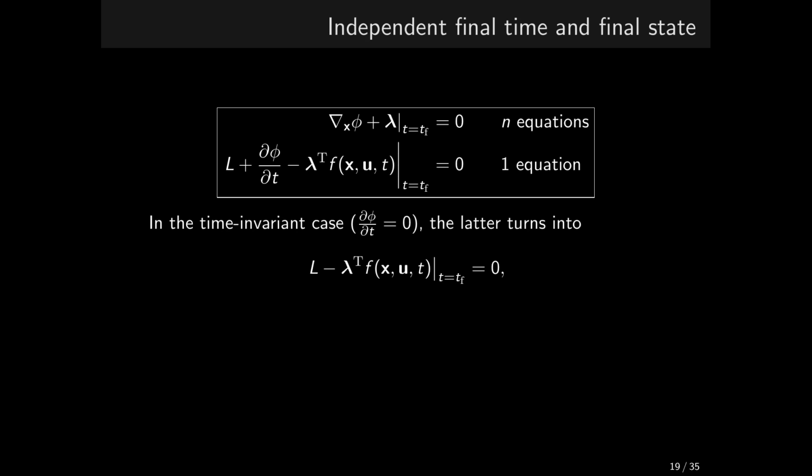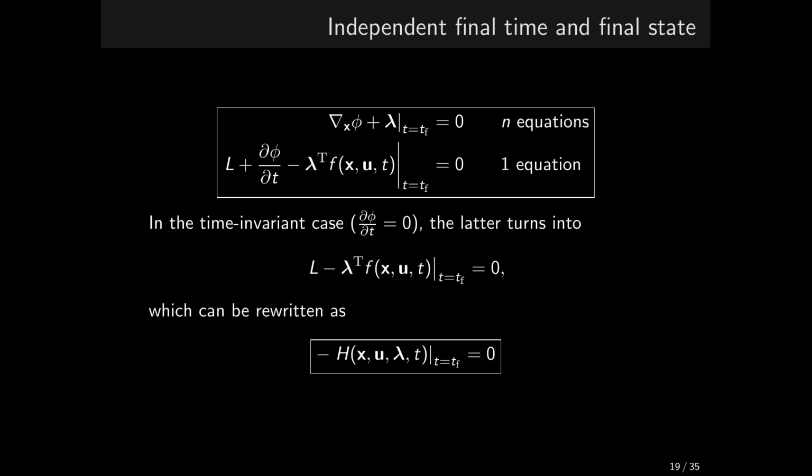If we now assume that the terminal cost is not a function of time, that is, if its partial derivative is 0, the boundary condition turns into L minus lambda times f is equal to 0. But it cannot go unnoticed that the term on the left is nothing else than the Hamiltonian function, with a minus sign, of course. So the new boundary condition corresponding to freeing the final time is that the Hamiltonian must vanish at the final time. This is certainly worth remembering, a crucial finding.